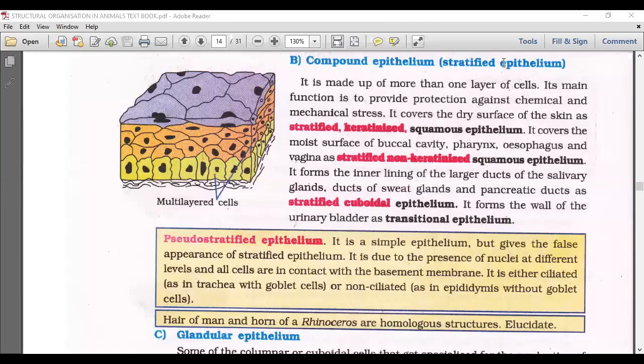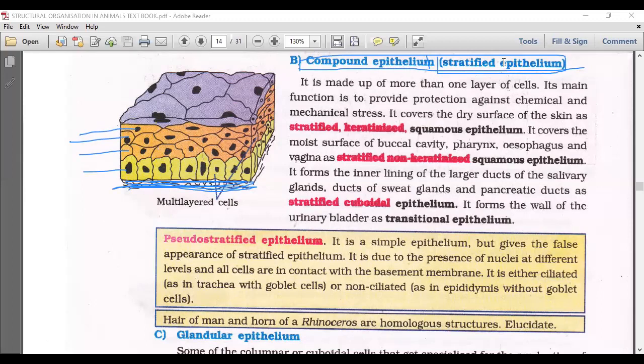Yes, let's go with the compound epithelium, or stratified epithelium. You can say compound epithelium or stratified epithelium. Strata means layers. You see, here we'll have the basement membrane. Above the basement membrane, many rows of cells are present. That's why we call it compound epithelium or stratified epithelium.